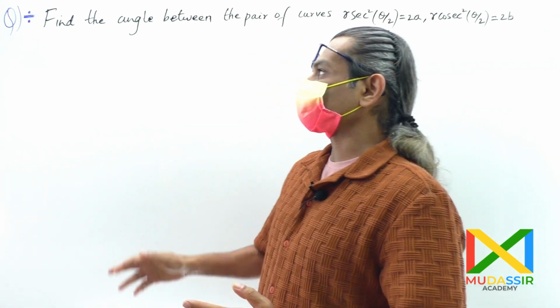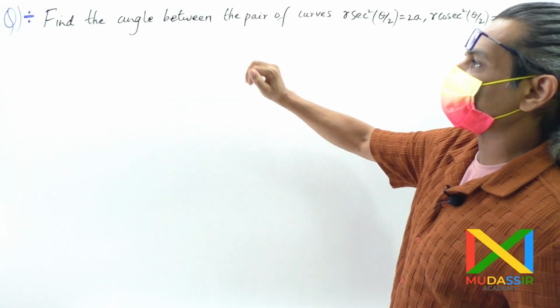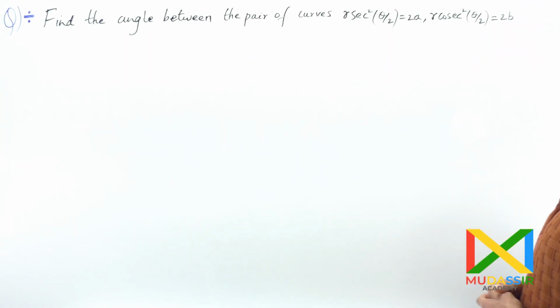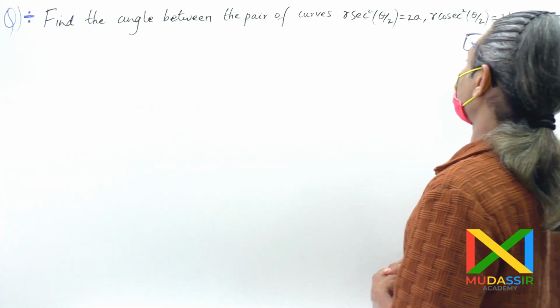In today's video, I will be solving this problem from polar curves. The problem is: find the angle between the pair of curves r secant theta by 2 is equal to a and r cos squared theta by 2 is equal to b.